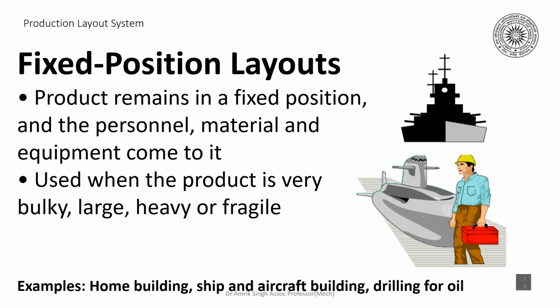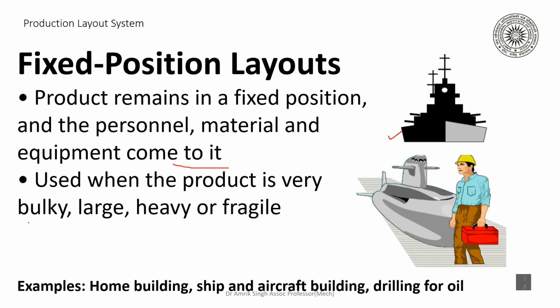So then comes the third type of layout. It is known as the fixed position layout. The product remains in a fixed position, and the personnel, material, and equipment come to it. Okay. So you see, I have given the first example of the ship. A ship is made first at the shipyard, and the personnel and material equipment are brought, and then it is passed to the sea or put into the channel.